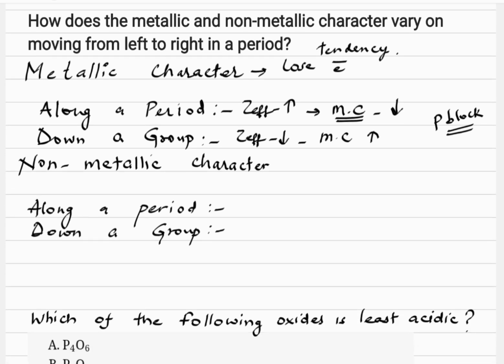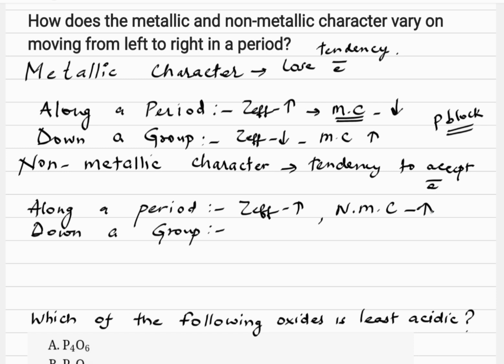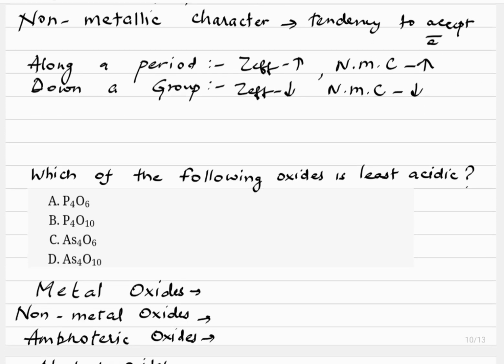The opposite is true for non-metallic character. Non-metallic character is the tendency to accept electrons. So again, Z effective needs to be high to be able to accept electron. Along the period, since Z effective increases, non-metallic character also increases. Similarly, down a group, Z effective decreases. Therefore, non-metallic character decreases. Okay, moving on.